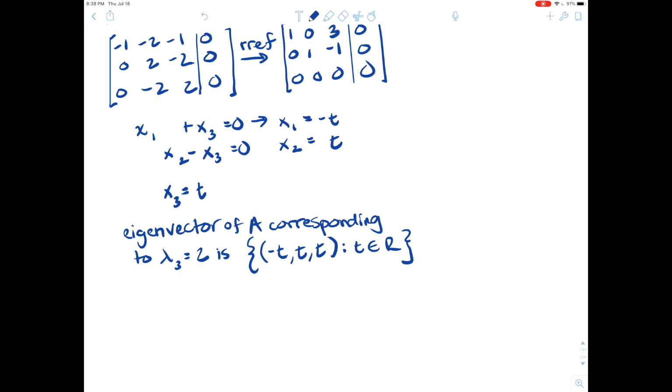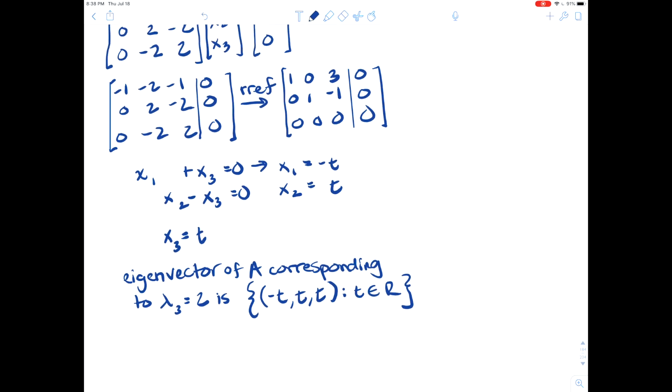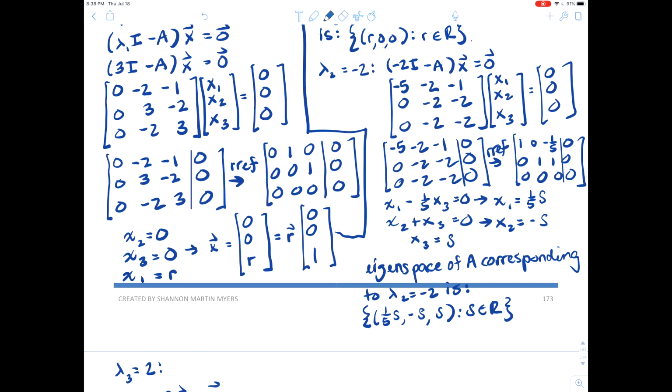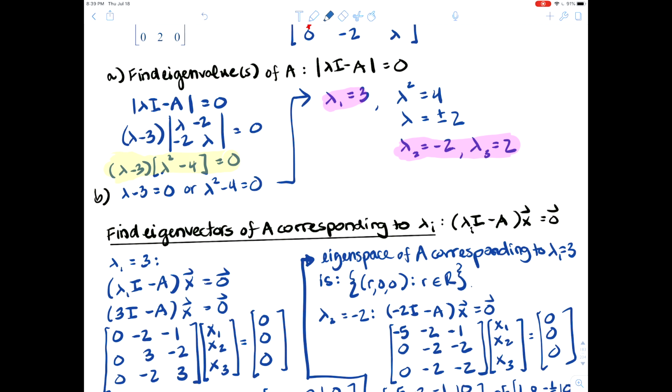Okay, so that is the finish of the problem. So we've got, this is one of our eigenvectors. Here's another one. And there was that first one.